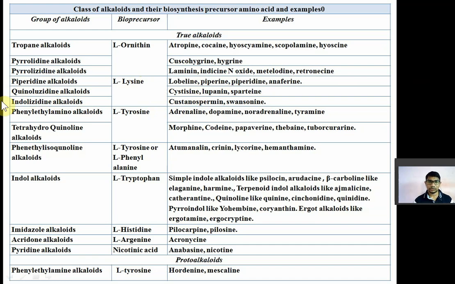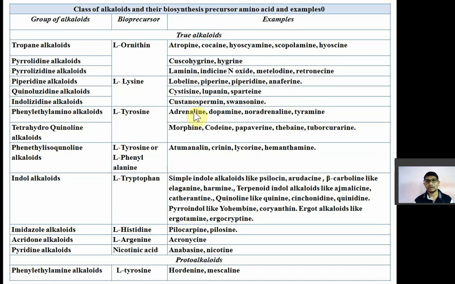Quinolizidine alkaloids, for example cytisine, lupinine, and sparteine. They are also biosynthesized from L-lysine. Then indolizidine alkaloids like castanospermine and swainsonine. Castanospermine and swainsonine are indolizidine alkaloids. They are also biosynthesized from L-lysine amino acid. Phenylethylamine alkaloids.